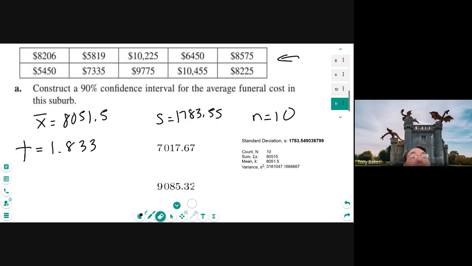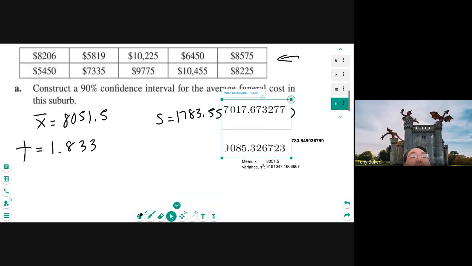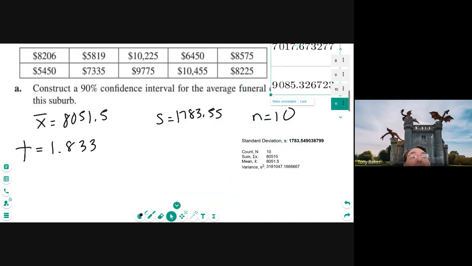Remember, degrees of freedom is always one less than what? Where'd you get the 10? Oh, the 10. I got it. Yep. So the X is the 8051.5.